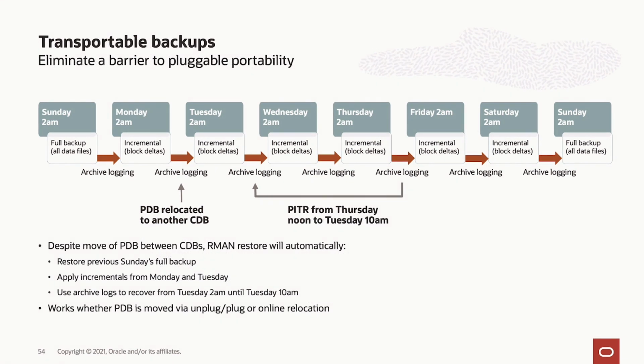The transportable backup feature, now available, eliminates all the additional complexities associated with a PITR in a situation where the PDB in question had been moved between CDBs since the last full backup. The point is that, with transportable backups, you can perform a PDB PITR to a time after a PDB has been moved, but before the next full backup. This works whether the PDB has been moved via unplug/plug or online PDB relocation.